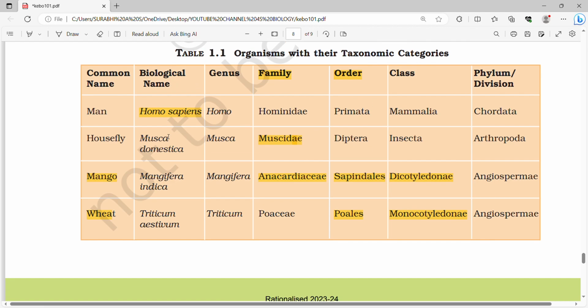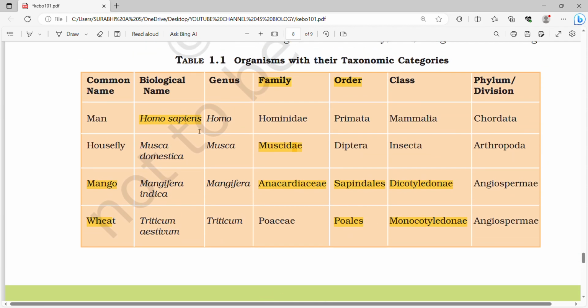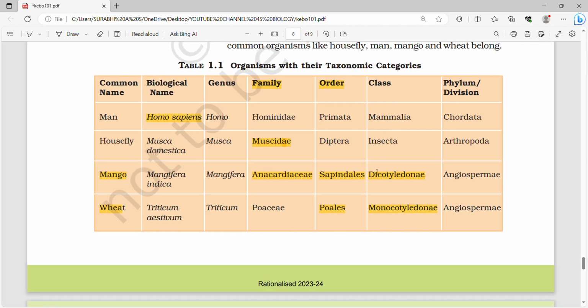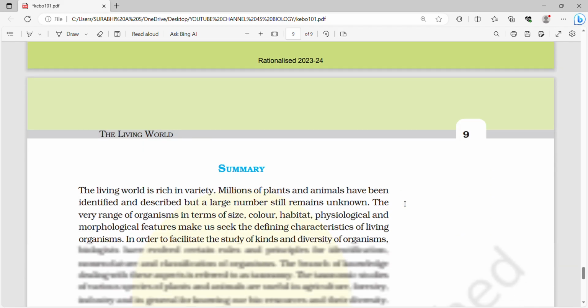The main thing you have to remember is Homo sapiens is nothing but man. Housefly is Musca domestica, and the family is Muscidae. And for mango it is this, and Sapindales, this is a dicot, and wheat is a monocot. So you have to remember the family and order for this. In this table the highlighted ones are most important, and these two also remember, MD: mango dicot, and wheat is monocot. So this is all about this chapter.